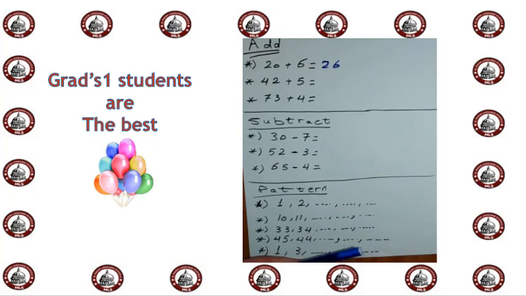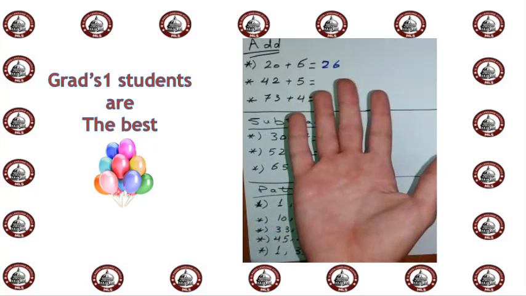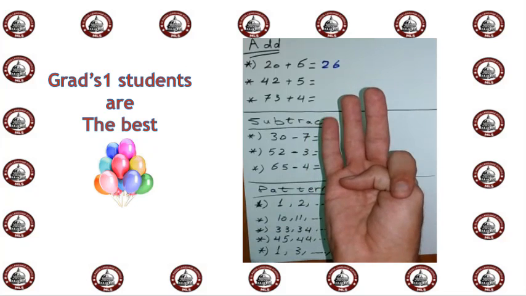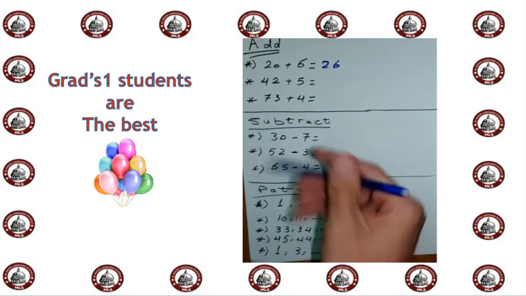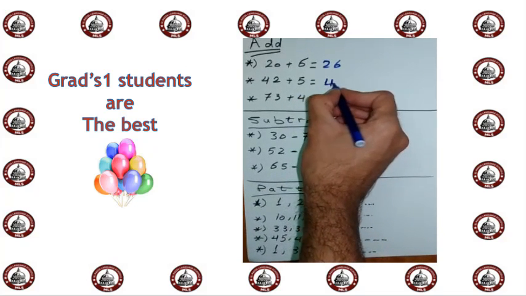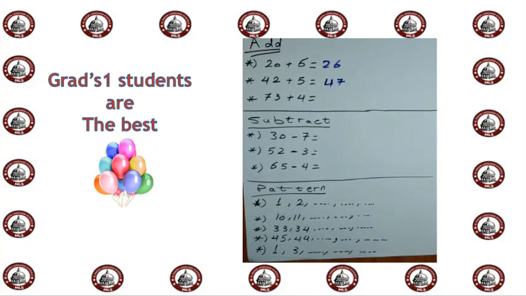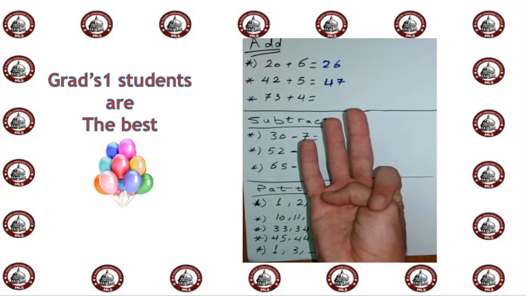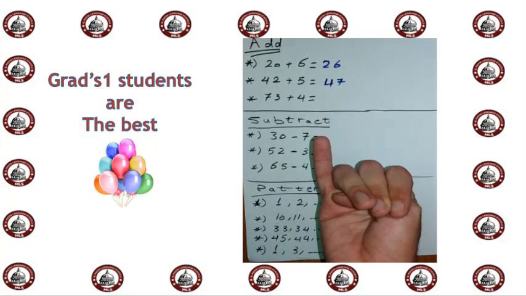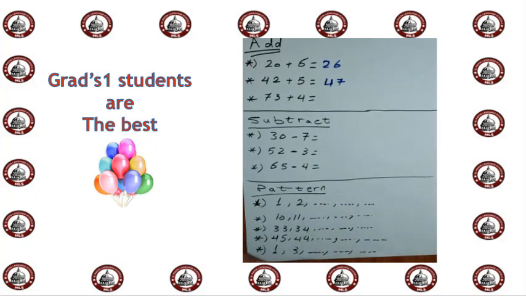Another example, 42 plus 5. The big number 42 in my mind and the small number 5 on my finger. After 42: 43, 44, 45, 46, 47. Then the answer equals 47. Another example, 73 plus 4. 73, the big number, in my mind and 4, the small number, on my finger. After 73: 74, 75, 76, 77. Then the result equals 77.